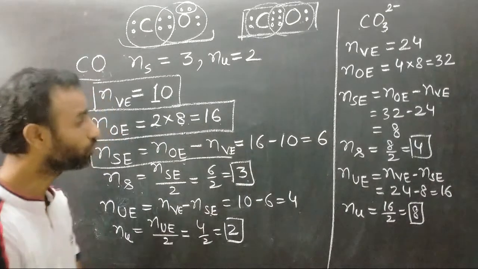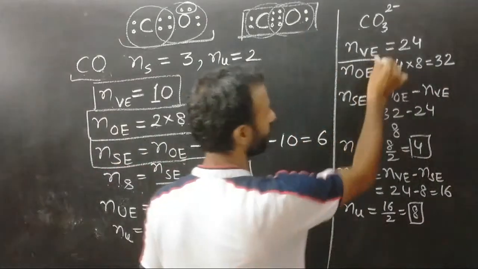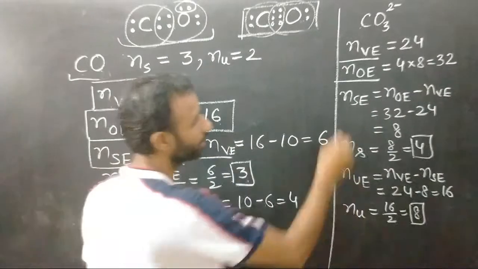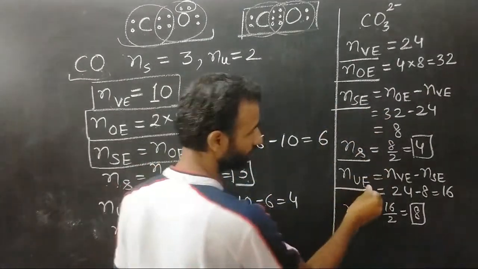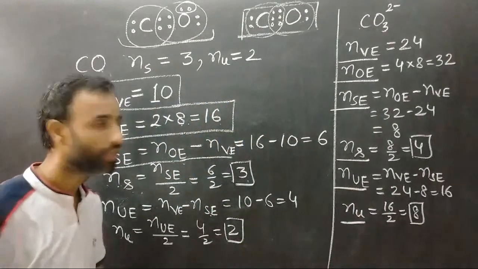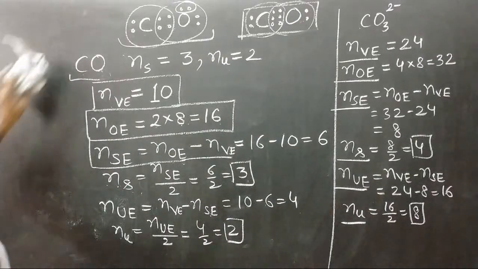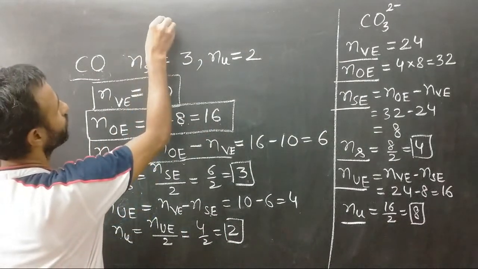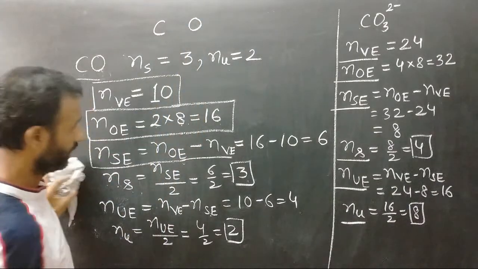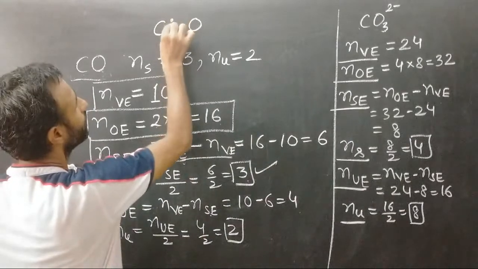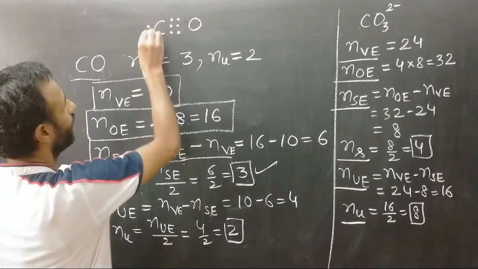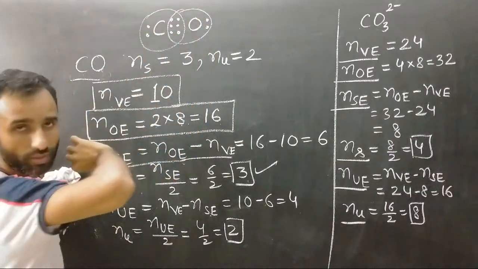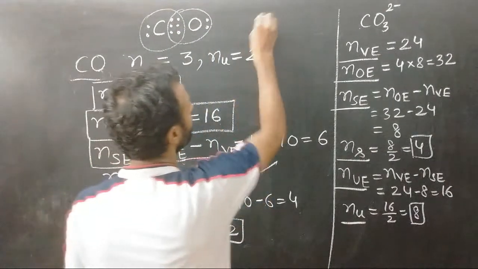That's right. So this formula is used. First calculate valence electrons, then calculate the total number of electrons to complete the octet of each atom, then shared electrons, then shared pairs, unshared electrons, unshared pairs. Okay, so let us apply it for NO2 negative. So for carbon monoxide, there is carbon and oxygen only. There are 3 shared pairs and 2 unshared pairs.